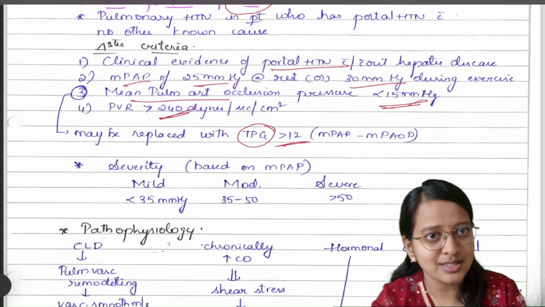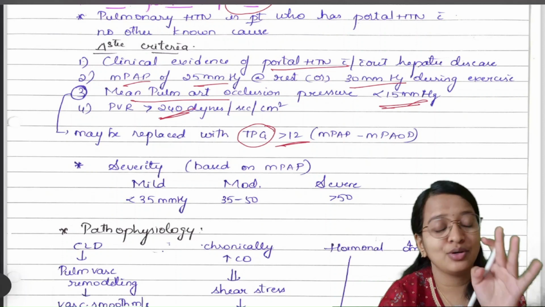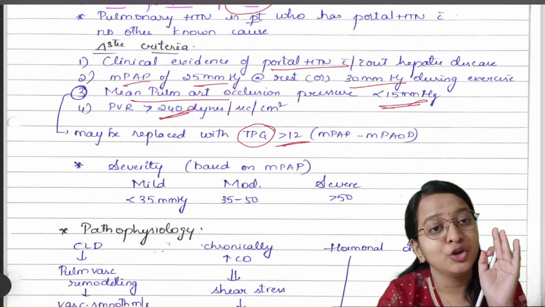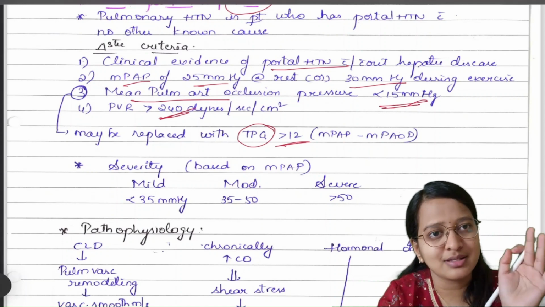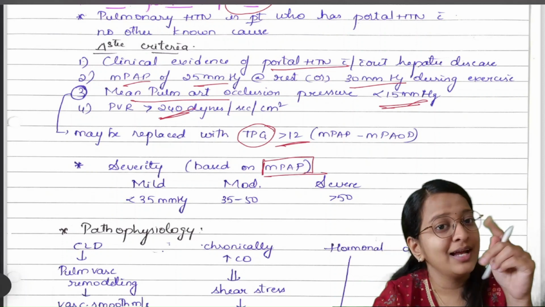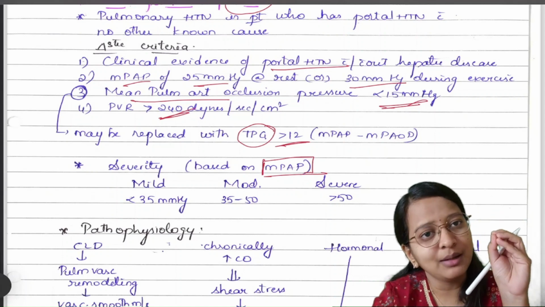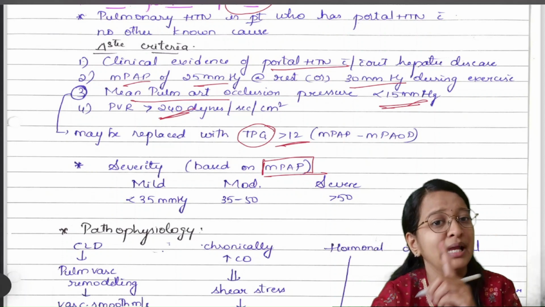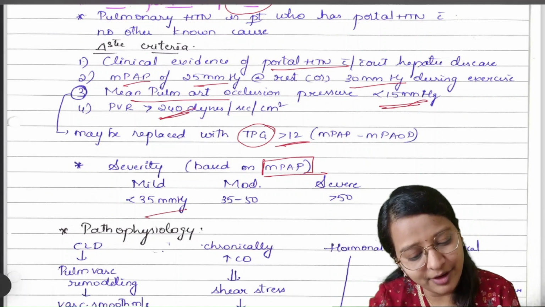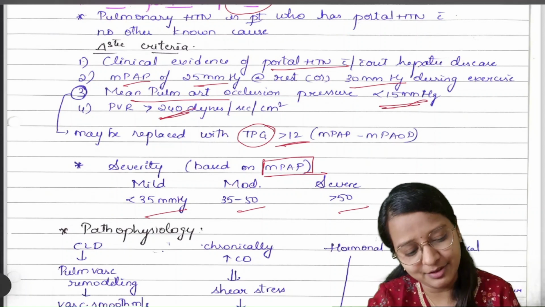Okay, in this diagnostic criteria, we have four things. The hepatic component is your portal hypertension. The pulmonary component is your three pressures and also your vascular resistance. Severity there was based on your PaO2 levels. Here, it is your mean pulmonary arterial pressure. There it was mild, moderate, severe and very severe. Here it is mild, moderate, severe: less than 35, 35 to 50, and greater than 50.